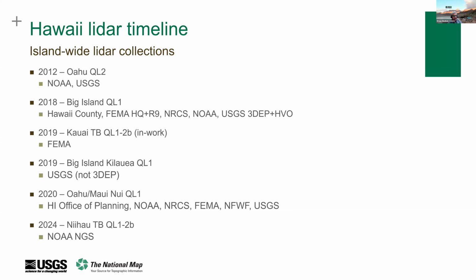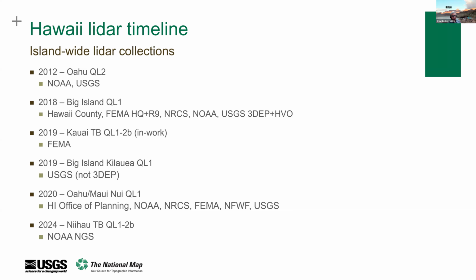In 2019, we had the Big Island Kilauea eruptions LiDAR that was collected. That was a QL1-2. USGS did that, but it wasn't 3DEP. It was using our contractors, but I believe other funds in the USGS paid for that. Then in 2020, we had the Oahu Maui QL1 project. You can see the partners here: Office of Planning, NOAA, NRCS, FEMA, National Fish and Wildlife Foundation, USGS.